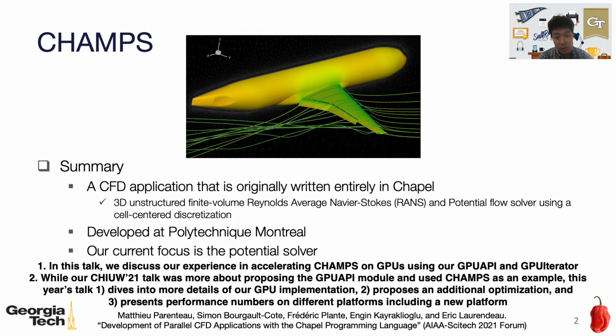Okay, let me first talk about what CHAMPS is. CHAMPS is a computational fluid dynamics application that is originally written entirely in Chapel. It is a 3D unstructured finite-volume Reynolds-Averaged Navier-Stokes and potential flow solver using a cell-centered discretization. CHAMPS is developed at Polytechnique Montréal, and we at Georgia Tech are currently working on the potential flow solver.